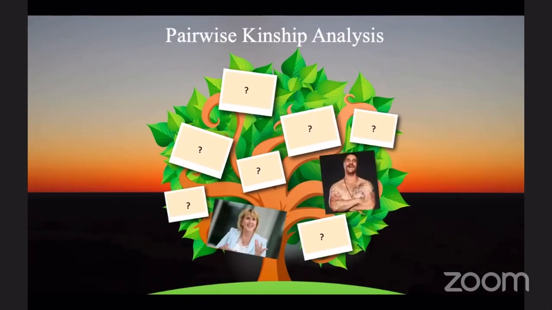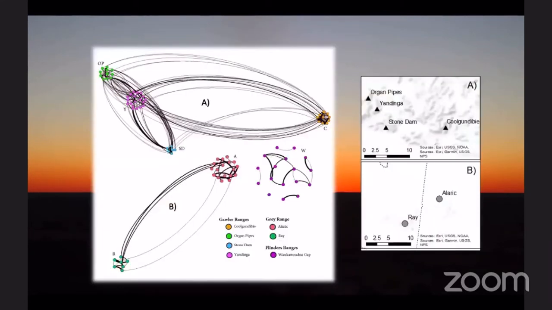But basically, this analysis generates a number between 0 and 1, 0 being totally unrelated, and 1 being an identical twin or a clone. And it reports this for all possible pairs. And in the rock wallaby context, this is what we found.